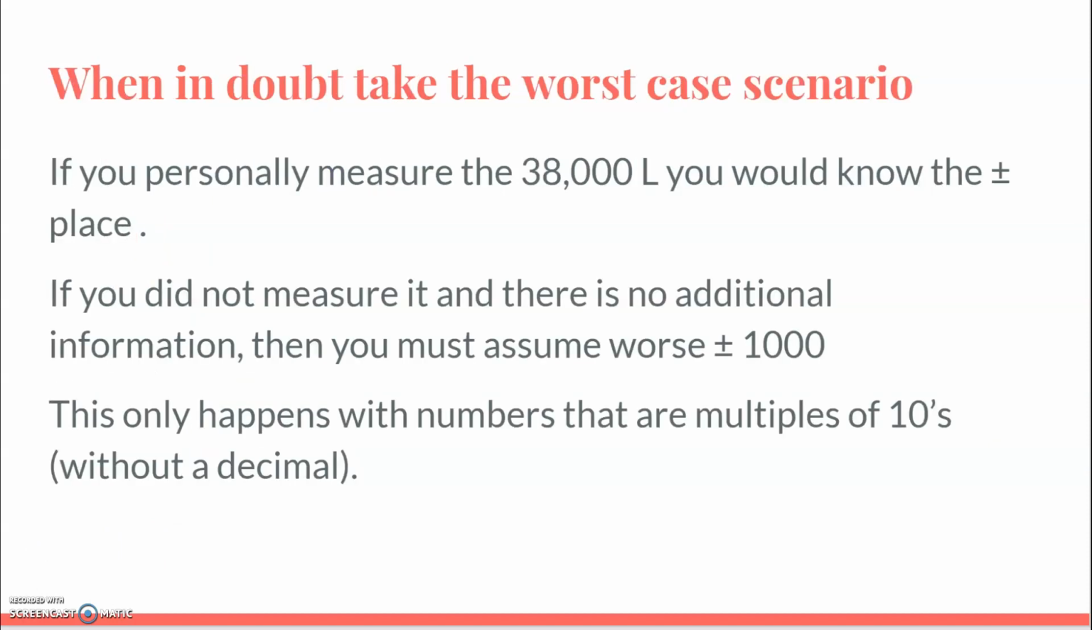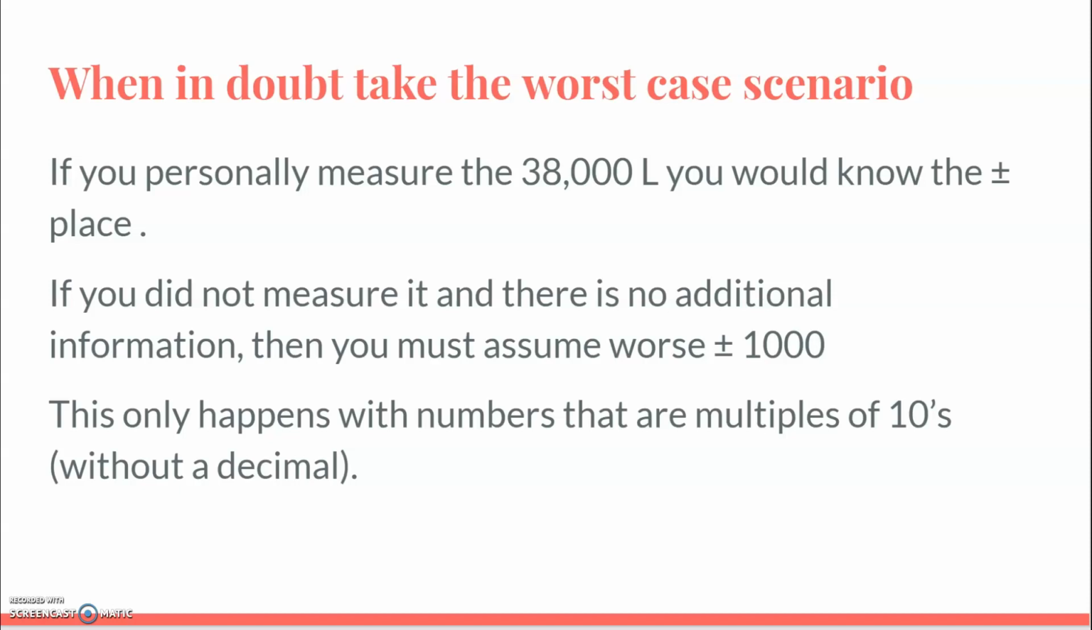If you personally are the one who measured the 38,000, you know where the plus or minus place is, and you can put that down. You would know if it was plus or minus 100 or plus or minus 1,000 or plus or minus 10. But if you did not measure it and they give you no additional information, no one says plus or minus anything, then we have to assume the worst case. And the worst case here is the thousands place. It could be possibly plus or minus something in the thousands place.